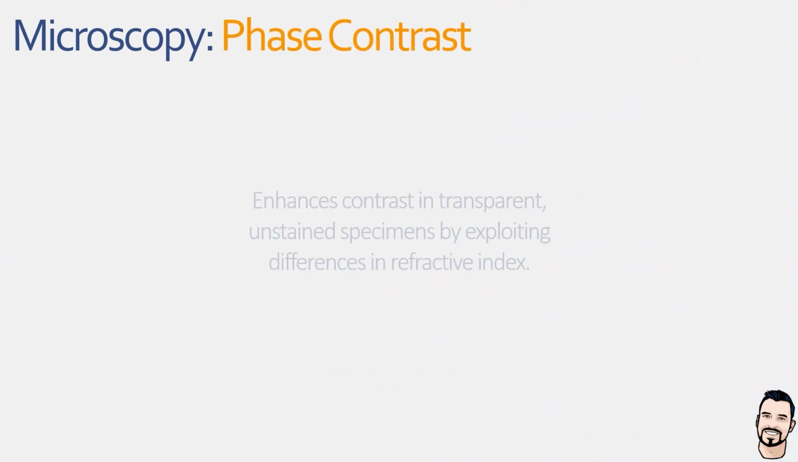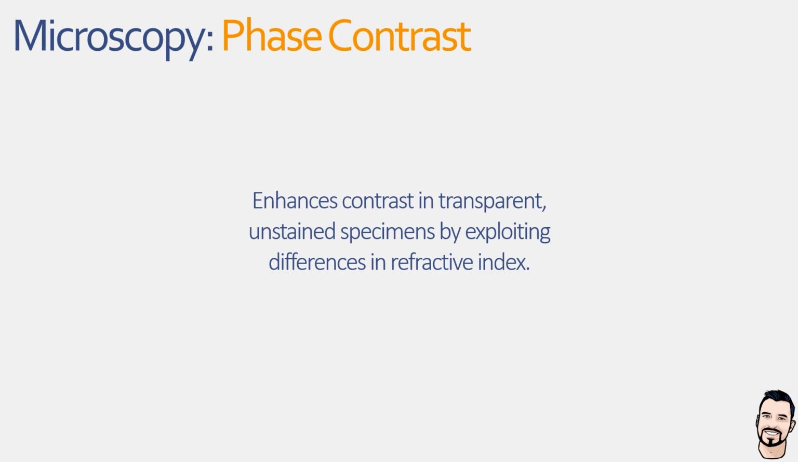And finally, we have phase contrast microscopy. This technique exploits differences in refractive index between the cytoplasm and its surrounding medium, as well as between different organelles within the cell. And so by converting these variations into differences in light intensity, phase contrast microscopy enhances contrast without the need for stains or dyes.